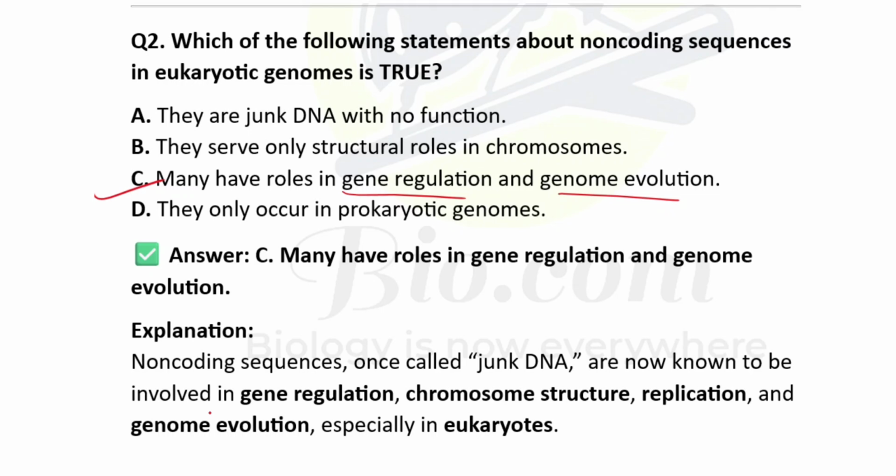Non-coding sequences, once called junk DNA, are now known to be involved in gene regulation, chromosome structure, replication and genome evolution, especially in eukaryotes. Previously they were regarded as junk DNA, but later research let us know that they have a very important role in gene regulation, chromosome structure and replication as well as genomic evolution in eukaryotes. So the right answer is that non-coding sequences have different roles, like in gene regulation and genomic evolution.